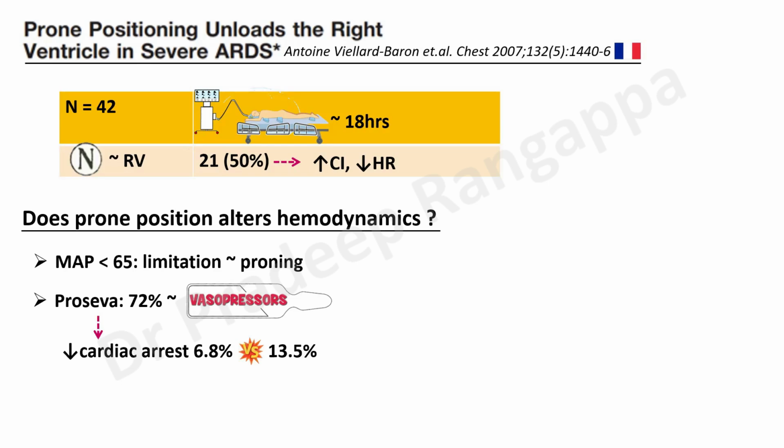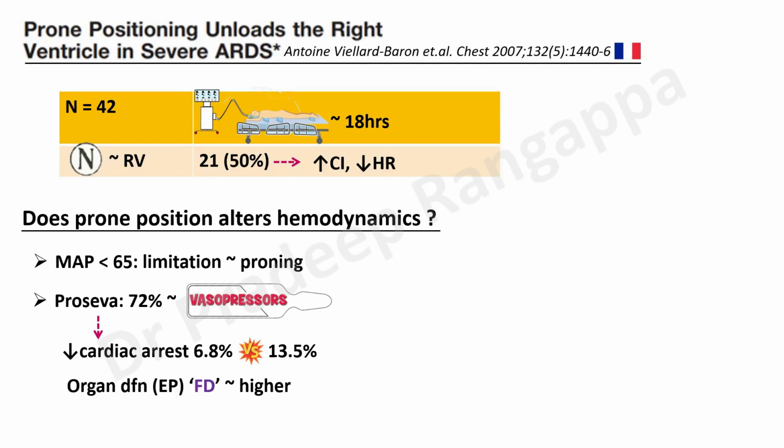And in the PROSEVA trial, it was also shown in these patients who were on vasopressors that cardiac arrest was less, 6.8% versus non-prone patients, which means that proning is beneficial and does not lead to hemodynamic instability or cardiac arrest, because cardiac arrest in fact was less in this PROSEVA trial.